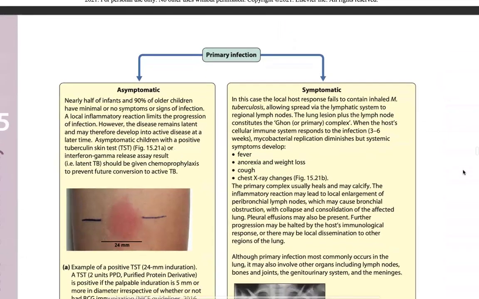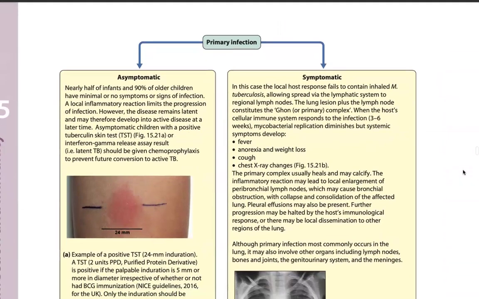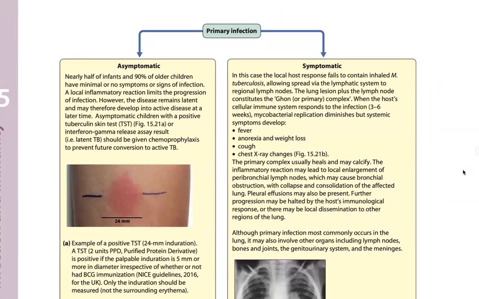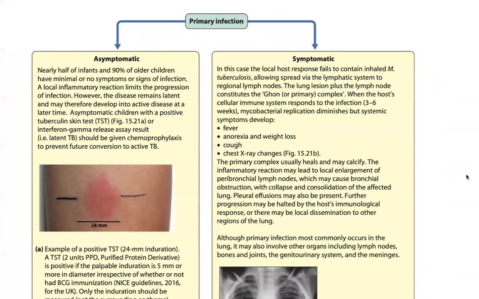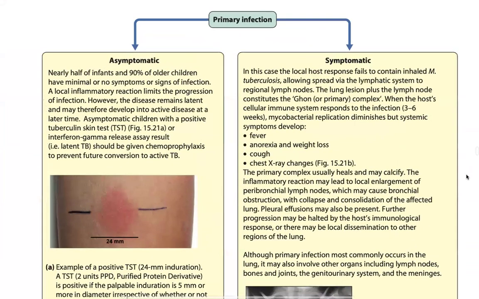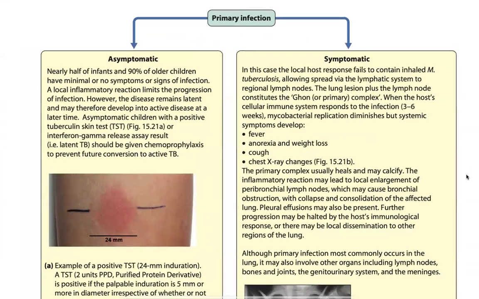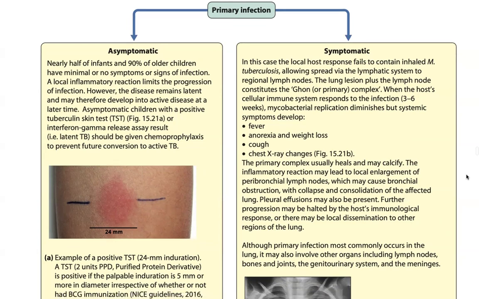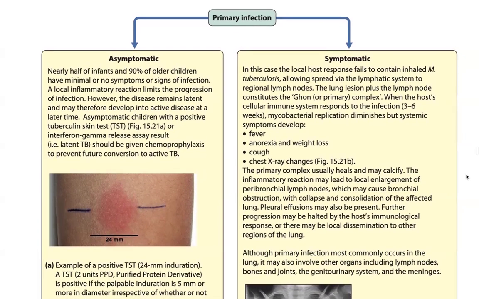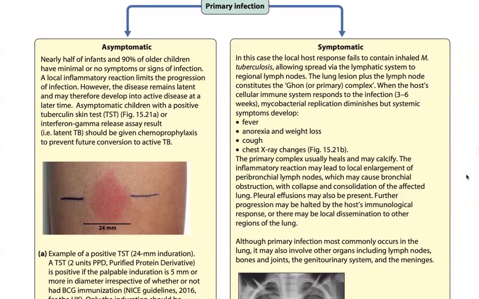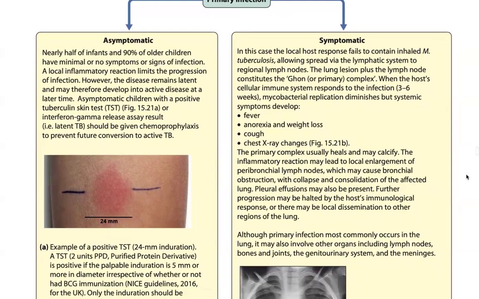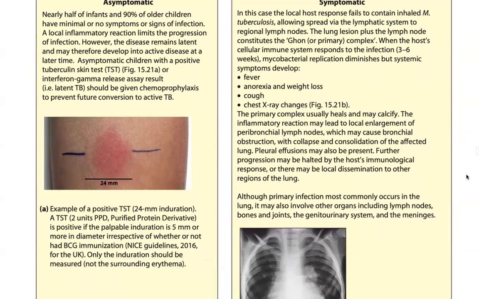Primary infection is asymptomatic. Nearly half of infants and 90% of older children have minimal or no symptoms or signs of infection. A local inflammatory reaction limits the progression of infection. However, disease remains latent and may therefore develop into active disease at a later time. Asymptomatic children with a positive tuberculin test or interferon gamma release assay result, latent TB, should be given chemoprophylaxis to prevent future conversion to active TB.